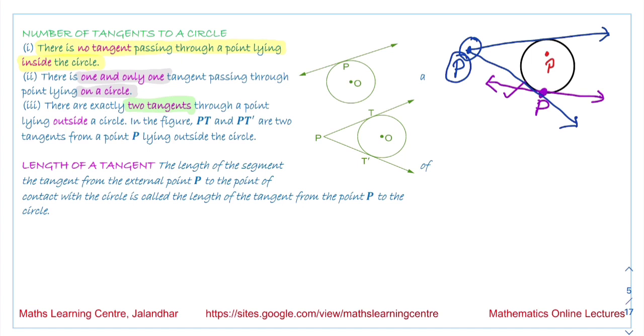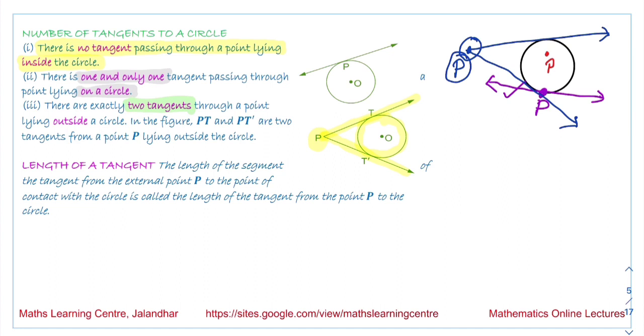So these are shown over here. This is the circle given over here, and these are the two tangents PT and PT dash. These are the two tangents passing through the point P that we can draw corresponding to a circle, and this point P lies outside this circle.